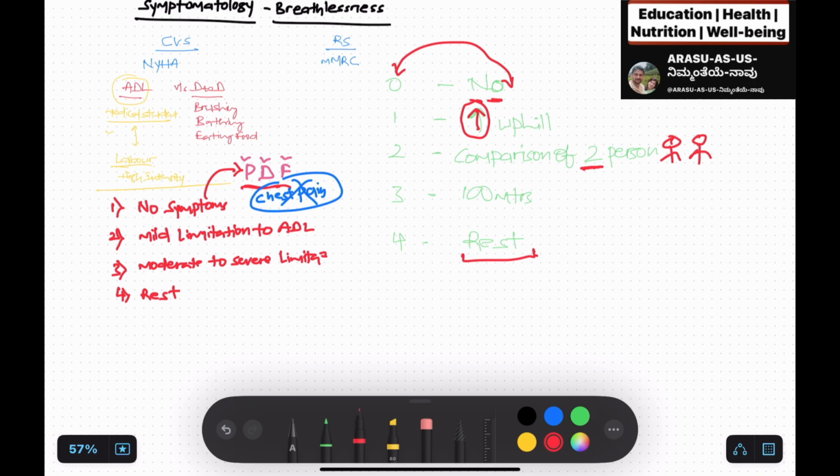Overall, the point is, whenever we are discussing breathlessness, if it is in CVS, it is based on the activities of daily living, and the symptoms which we consider are PDF. Chest pain is not included and it is very much subjective. In mMRC, we have to remember the grades according to this easy mnemonic. Hope you got the point.